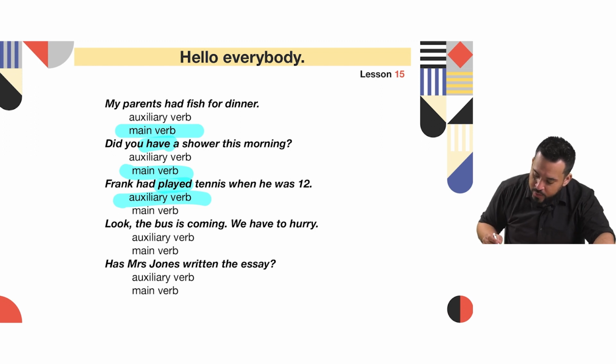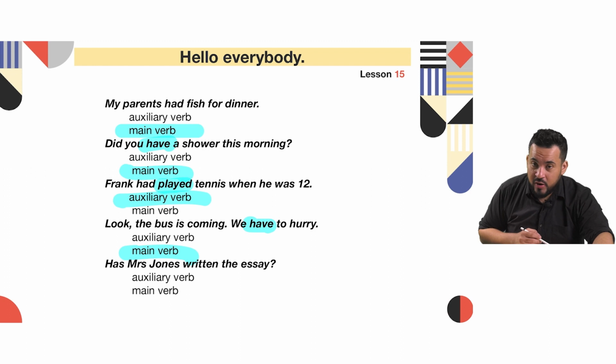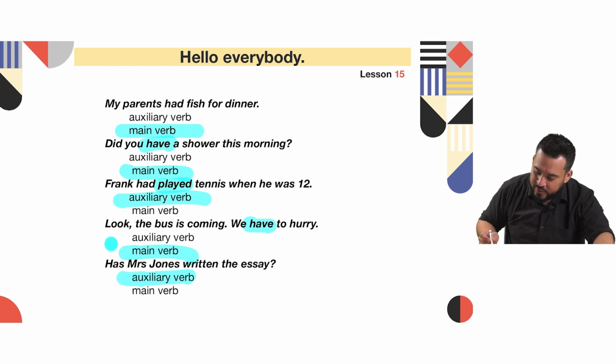Look, the bus is coming. We have to hurry. Have to hurry is a main verb because there are no other verbs. You have to hurry. Has Mrs. Jones written the essay? Here has is an auxiliary because the main verb is written.